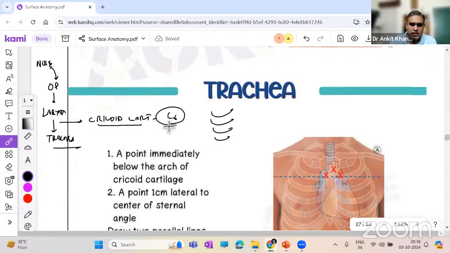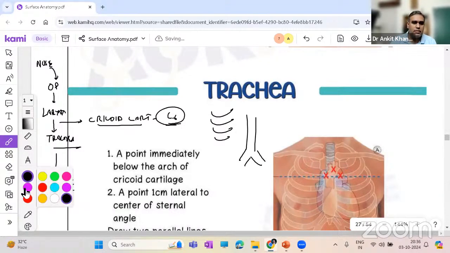So it roughly starts at around C6. And where does the trachea end? It will end slightly below the sternal angle. So we all know why now. Where is the sternal angle? Between the manubrium and the body of the sternum. So roughly around there, a bit below, the trachea will then come down and bifurcate into 2 bronchi.